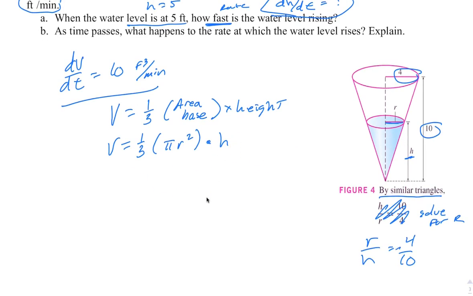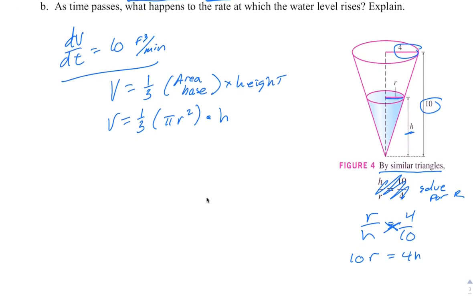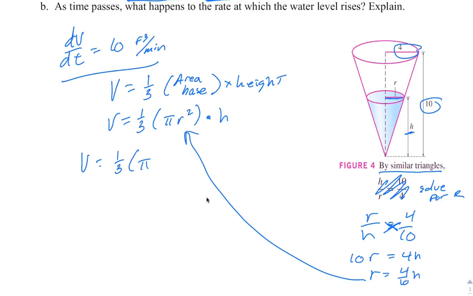So we're just going to cross multiply. I get 10r equals 4h. So again, I'm trying to solve for r. R equals 4 over 10h. Now I can plug that in for the r right there. So I'm going to have this. Volume equals 1/3 pi times 4 over 10. Let's reduce that to 2/5 h. 2/5 h squared, because r is squared, times h.